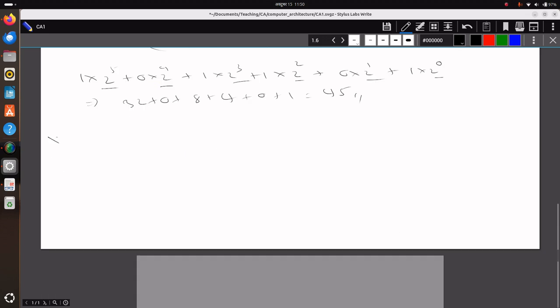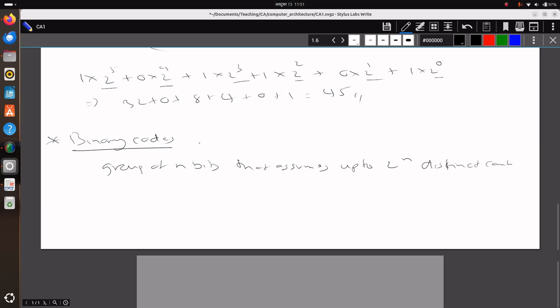Now let's move on to binary codes. So what are binary codes? A binary code is actually a group of n bits that assumes up to 2 to the power n distinct combinations of zeros and ones.